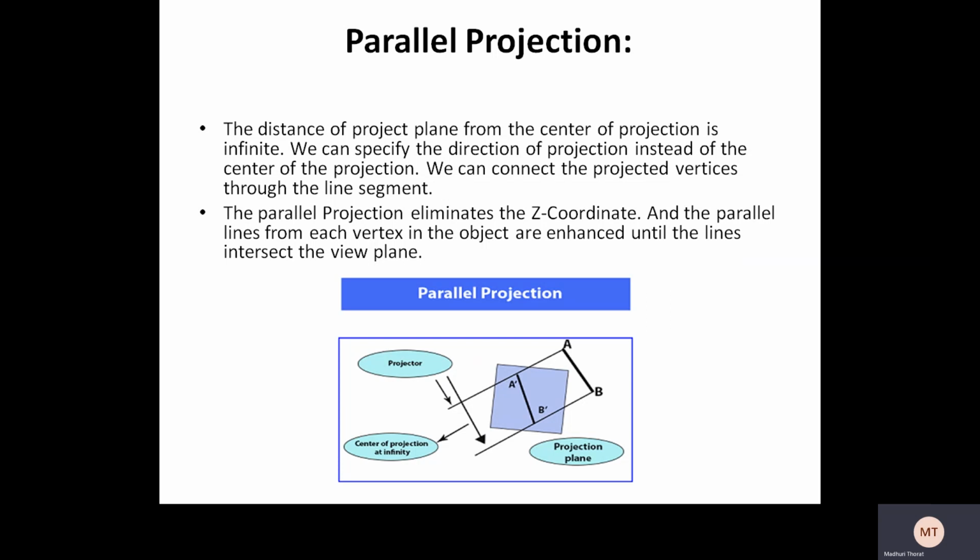See, this is the parallel projection example. AB is a line and A dash B dash is the projected image, and we use the projection plane here. The center of projection is at infinity, so the distance of the projection plane from the center of projection is infinite. We can specify the direction of projection instead of the center of projection. So we can connect the projected vertices through line segments. So this is the parallel projection.